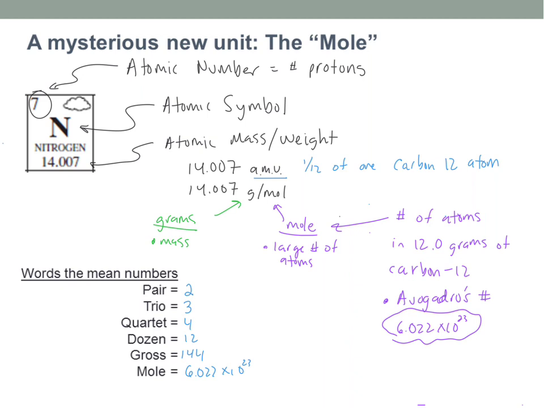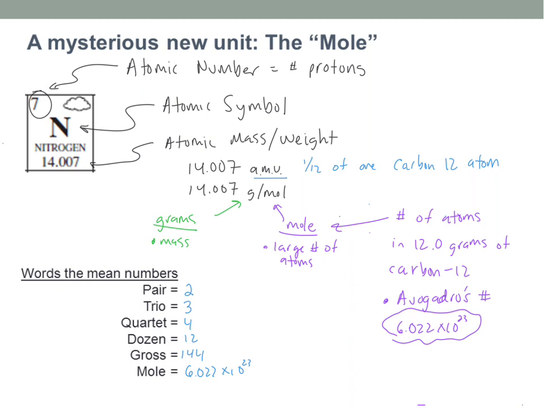And we use this number because atoms and molecules are so small that it makes no sense to talk about having a pair of carbon atoms or a pair of sodium atoms or a dozen sulfur atoms. That's just such a small amount that we don't see that in our everyday life. No one's ever going to give you a gross of, for example, iron atoms. It's just way too small. So we talk about these things in these much larger numbers called moles. It's just a gigantic number.